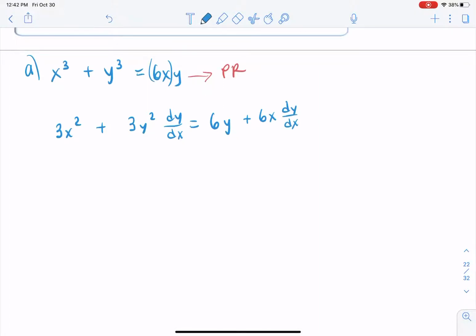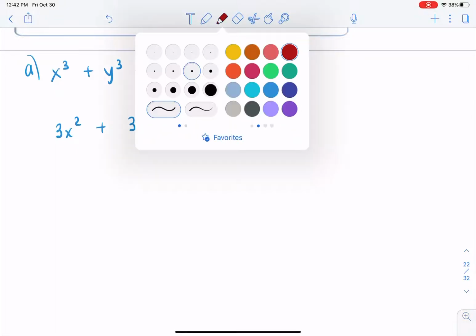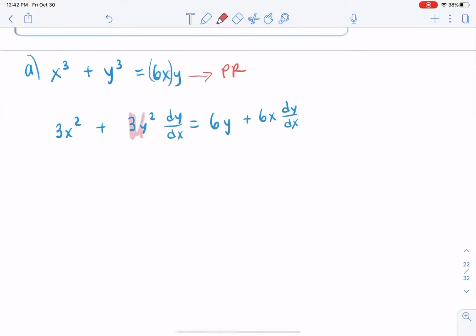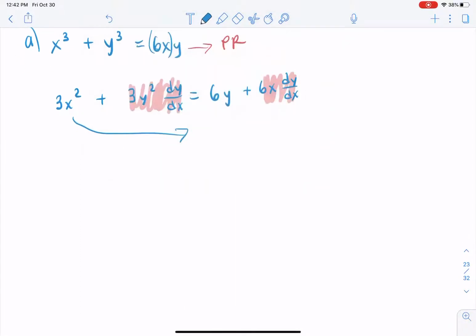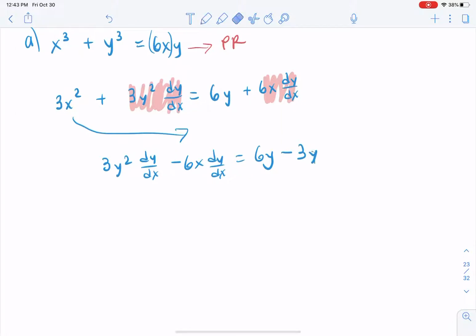All right, now we're going to have to swap places with some stuff. So here and here, those both need to go on the left-hand side, and then we will get this other term over there to meet the 6y. We can do it in multiple steps, or maybe we can do it in one complete step when we factor out the dy dx. I'm going to leave that choice up to you. 3y squared dy dx minus 6x dy dx is equal to 6y minus 3x squared.